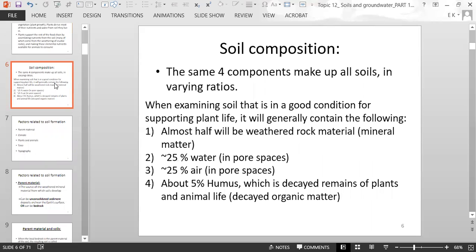So what is soil made of? The same four components make up all soils in varying ratios. So when examining soil that is in a good condition for supporting plant life, it will generally contain the following. Almost half will be weathered rock material or mineral matter. About 25% will be water in the pore spaces. About 25% air in the pore spaces. And about 5% humus, which again is decayed organic matter.